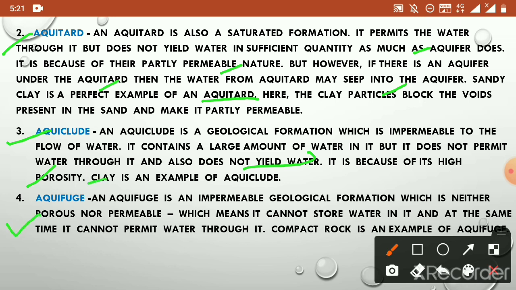Fourth is the aquifuge. An aquifuge is also an impermeable geological formation which is neither porous nor permeable. That means it cannot store water in it and at the same time it cannot permit water through it. Compact rocks are examples of aquifuges.